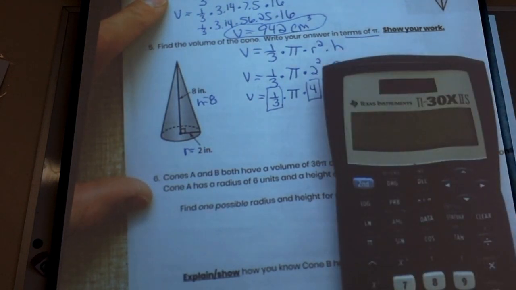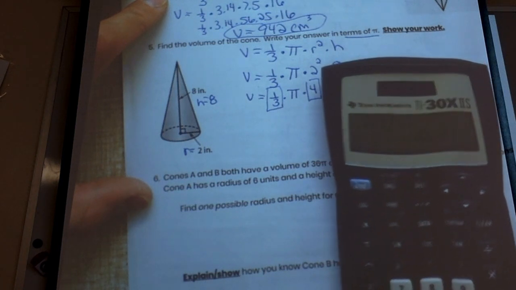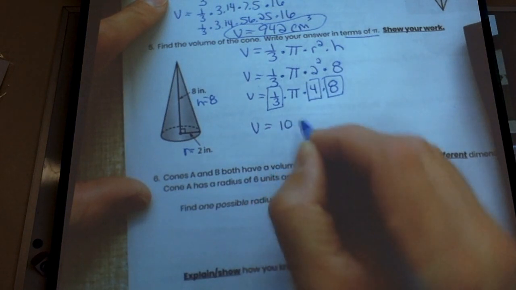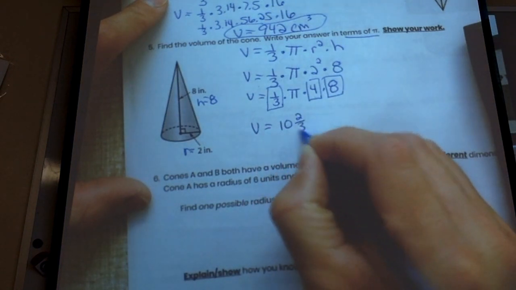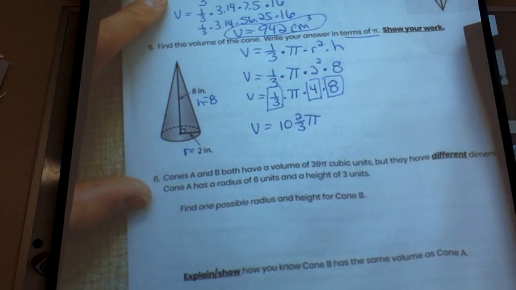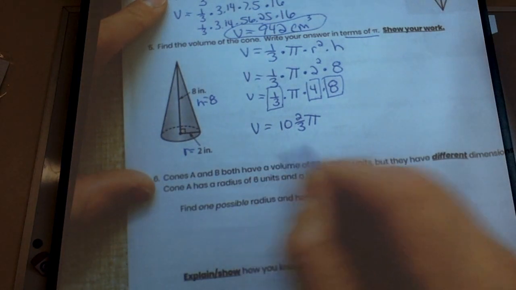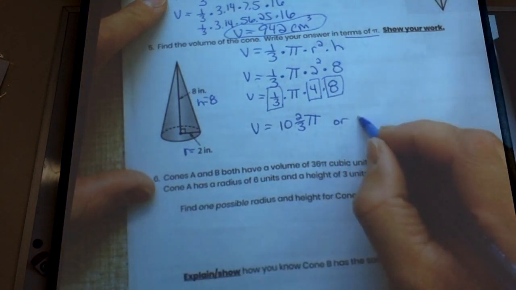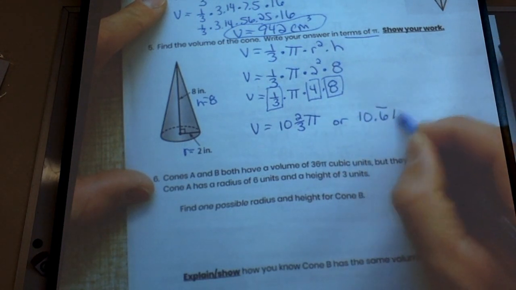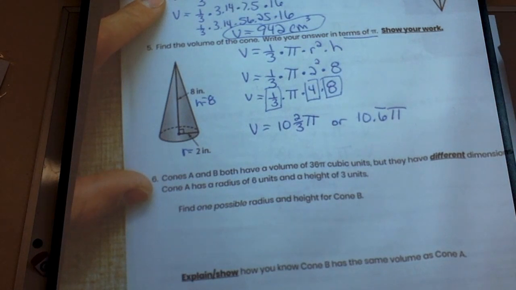And we're going to multiply that by 1/3, 1 ABC 3 on this calculator. It's 10 2/3. So volume equals 10 2/3 pi. We keep it pi in our answer. If you have this as a decimal, maybe you have it as 10 and 0.6 repeating pi. That could be an answer.